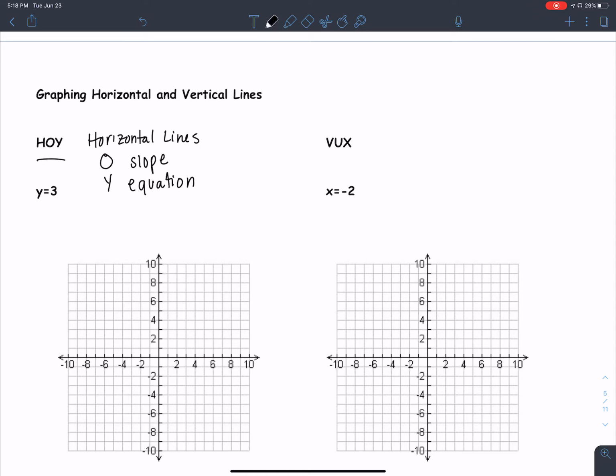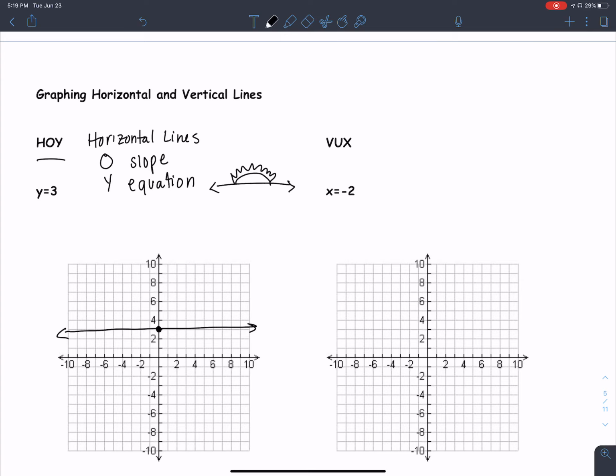So if you see y equals 3, and I can't ever sometimes remember which way I graphed that, and I'm like, oh, it's a Hoy. It's horizontal, okay? Horizontal is the horizon, so it's going to go that way. Okay, so my line is going to go left to right. So y equals 3, left to right through 3, draw my line. Okay, 0 slope, y equation, horizontal line.